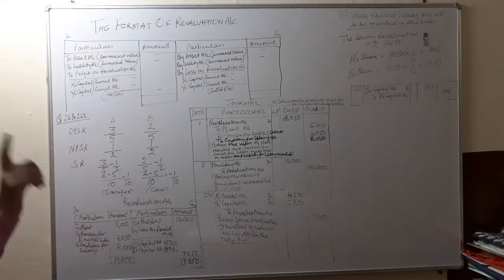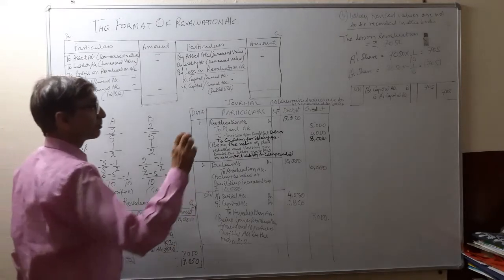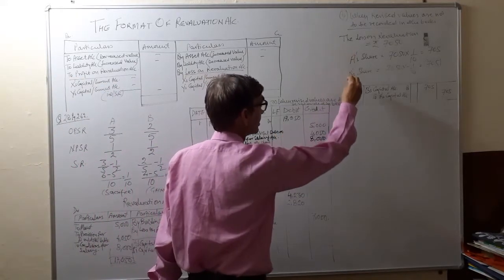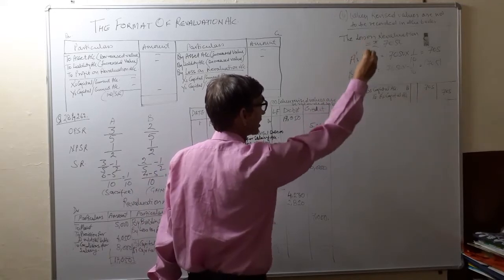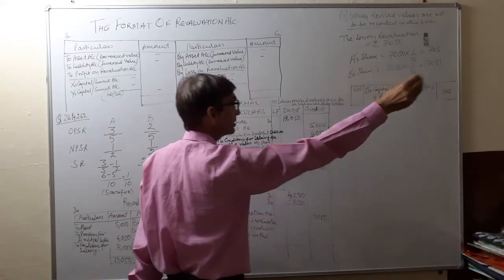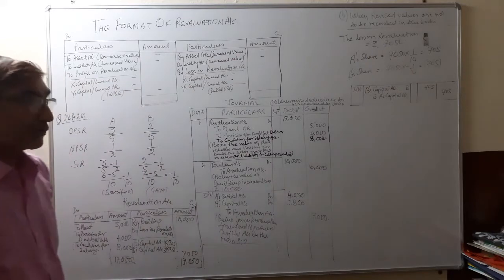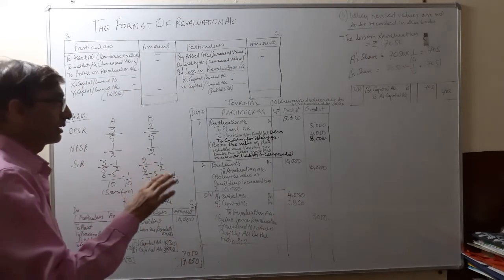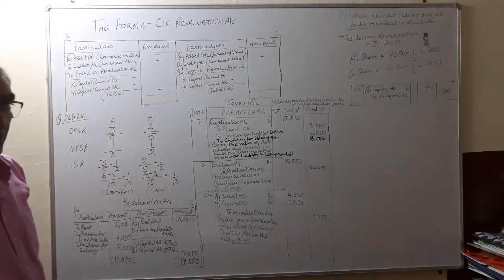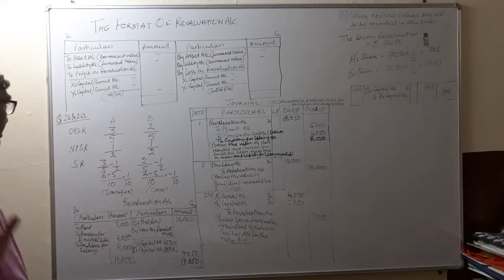And if the firm does not want to show the revised values in the books of accounts, in that case it will be distributed among the partners in their sacrificing ratio, and an entry will be passed where the gaining partner will be debited and the sacrificing partner will be credited.